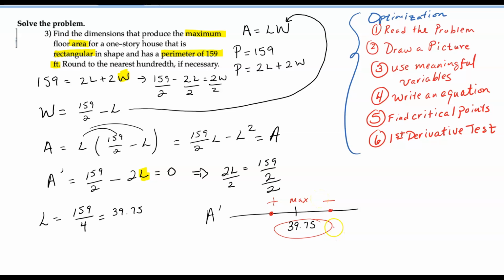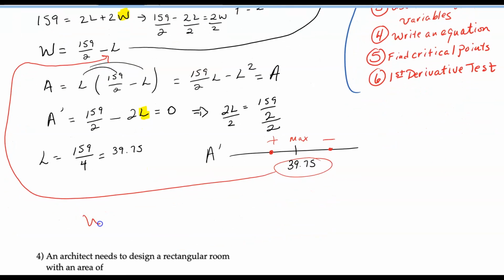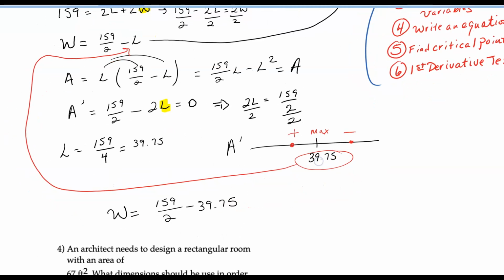So now that I've used that, I can plug in this 39.75 into my perimeter formula, or really my width formula. So I'm going to take it and plug it in right in there. And so when I do that, I get W equals 159 over 2 minus 39.75, and what you end up getting is 39.75 exactly.